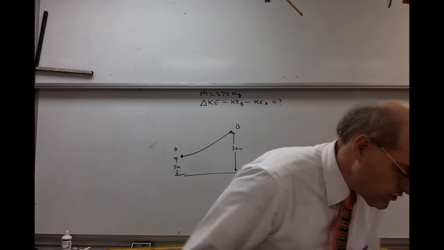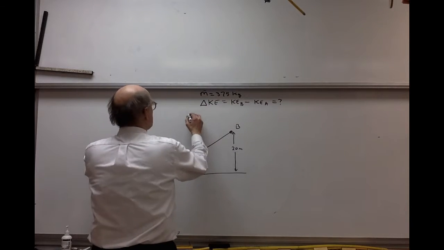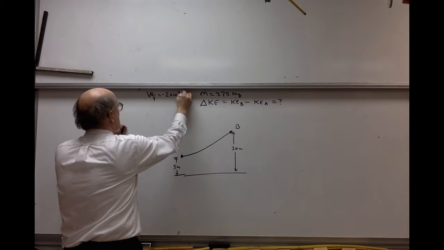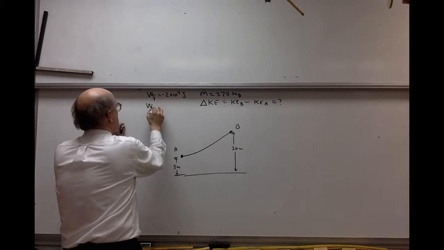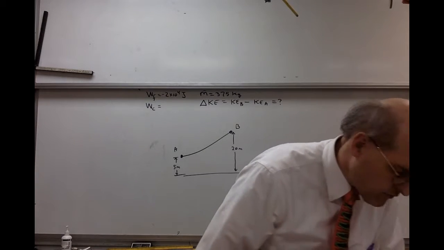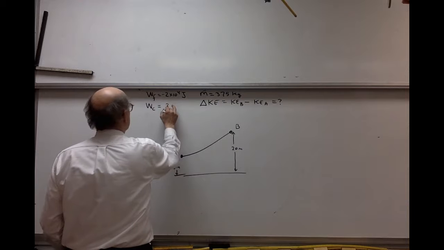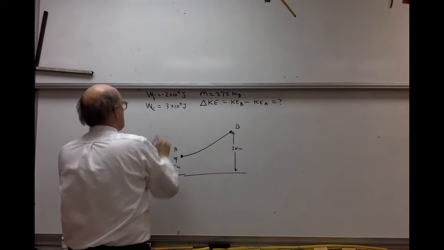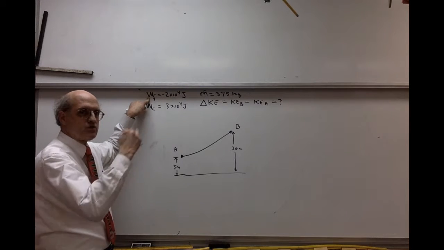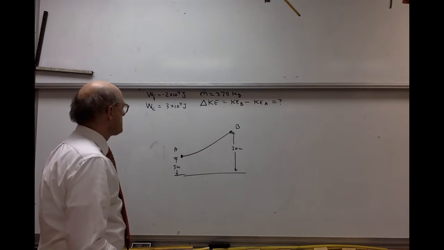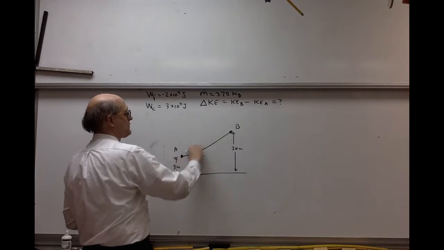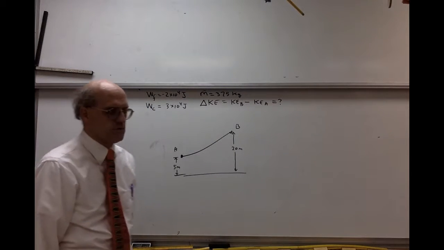Friction does -2 times 10 to the 4th joules of work. And the work done by the chain drive is equal to +3 times 10 to the 4th joules. So this work puts energy into the coaster, friction takes energy out of the coaster. Okay, the chain drive does work from A to B, friction does work from A to B, force of friction.